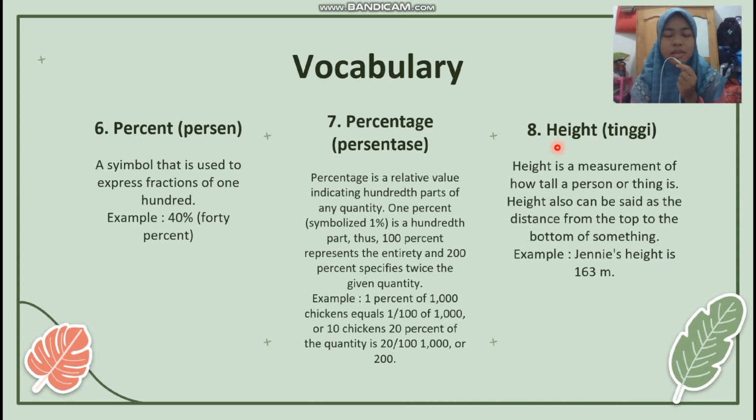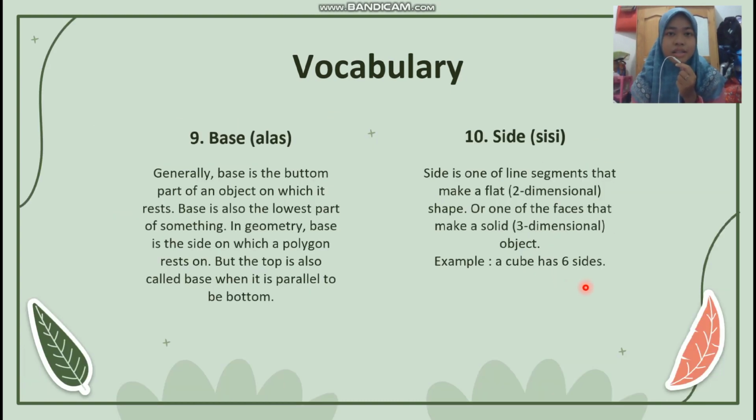The next is height, which means tinggi. Height is a measurement of how tall a person or thing is. Height also can be said as the distance from the top to the bottom of something. Example, Jenny's height is 163 meters. The next is base, which means alas.